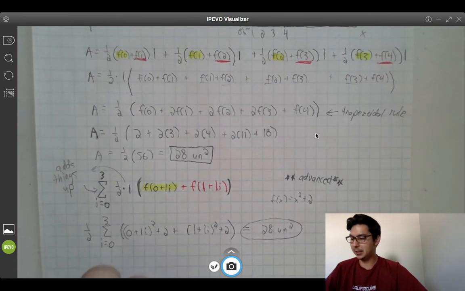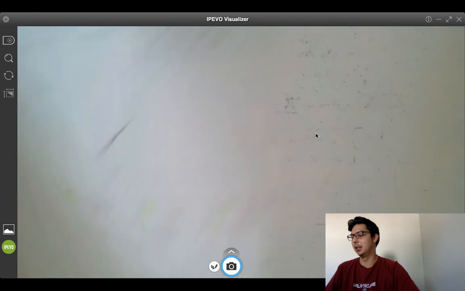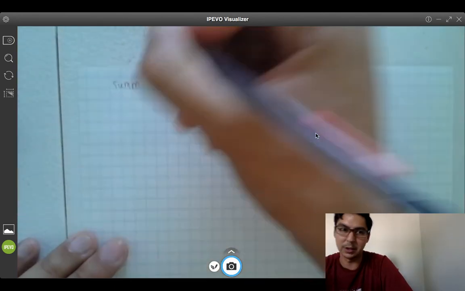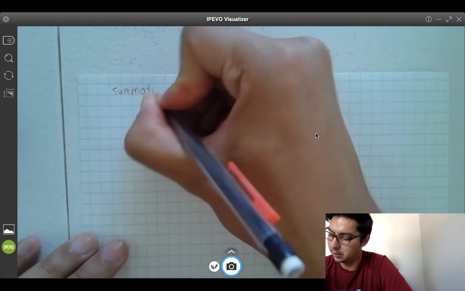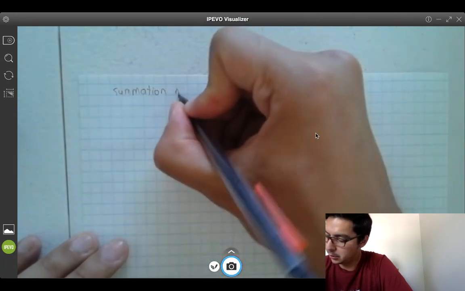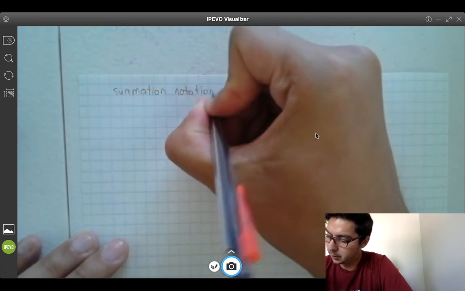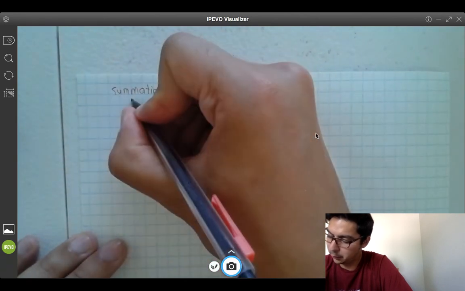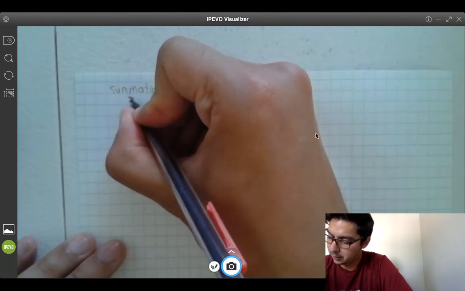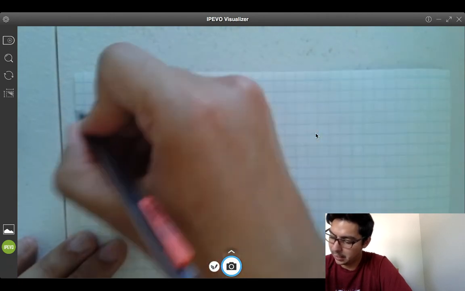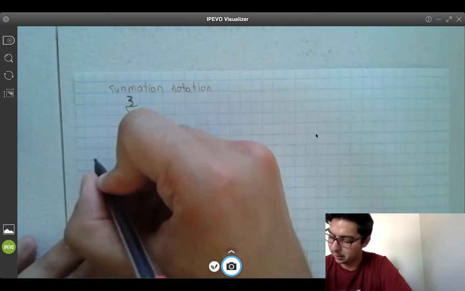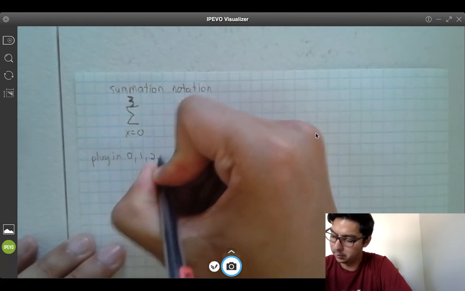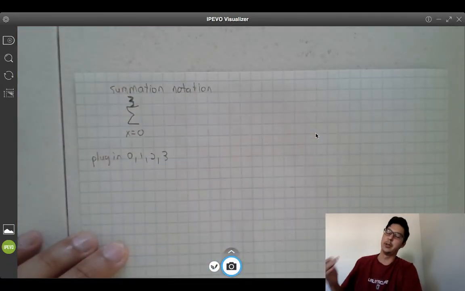Now let's just get into summations a little bit, because that was advanced for those who are ready for it. But I'm going to start back at just what a summation is. So summation notation. Really quick, summation, say from x equals 0 to 3. So these right here are how many there are. So that means that you're going to plug in 0, 1, 2, and 3. That's what 0 to 3 is saying.